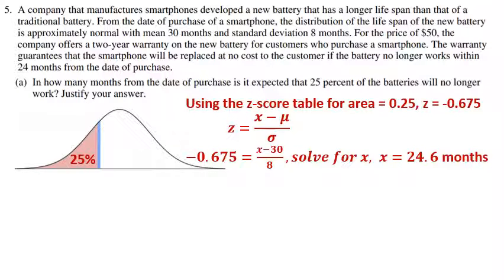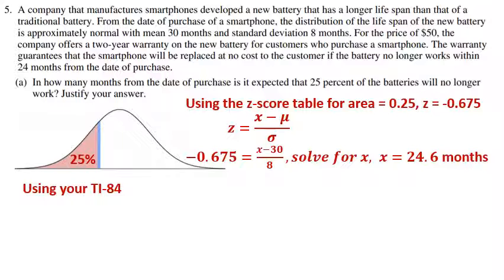So we're going to use the reverse of our z-score. We look at our area in our table, and we get a z-score from our table of about negative 0.675. We can un-z that using our z-score calculation and solve it for x, and that gives us about 24.6 months.